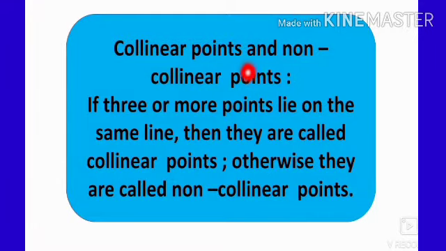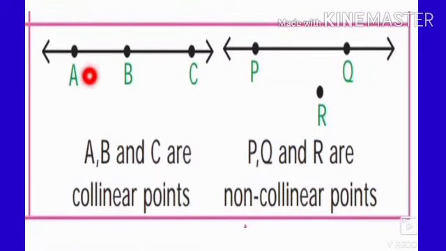Students, let us see collinear points and non-collinear points. If three or more points lie on the same line, then they are called collinear points. Otherwise, they are called non-collinear points. Students, here A, B and C are collinear points because these three points lie on the same line. And here P, Q and R are called non-collinear points because R does not lie on the line.